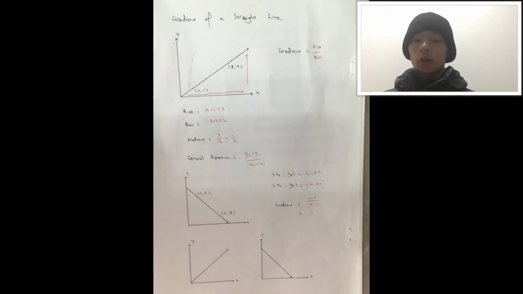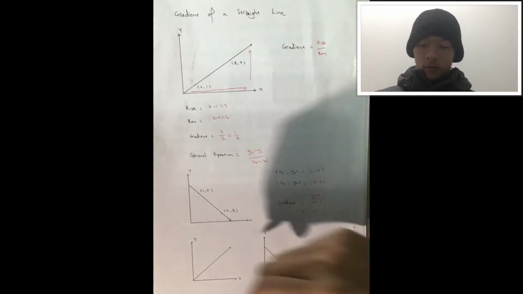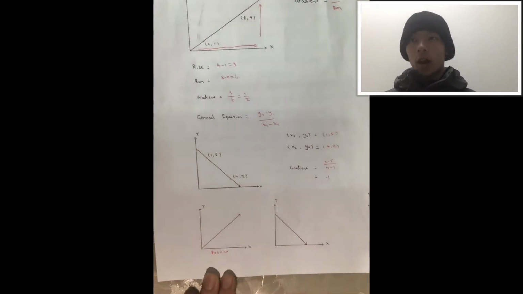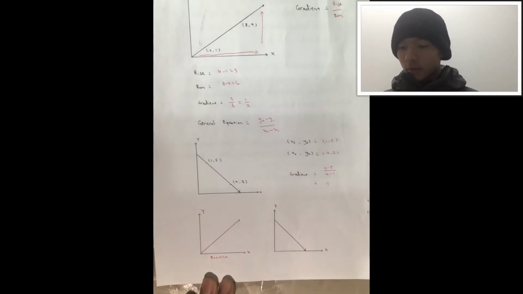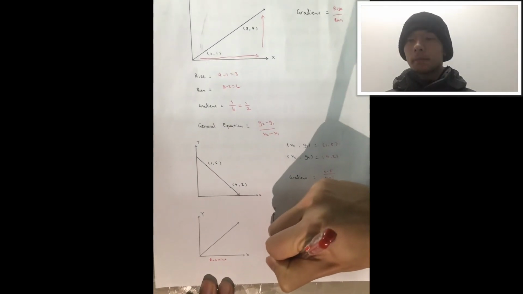Firstly, if a line is going up and to the right, it will have a positive gradient, as was the case in the first example. If a line is going down and to the right, it will have a negative gradient, as was the case in the second example.